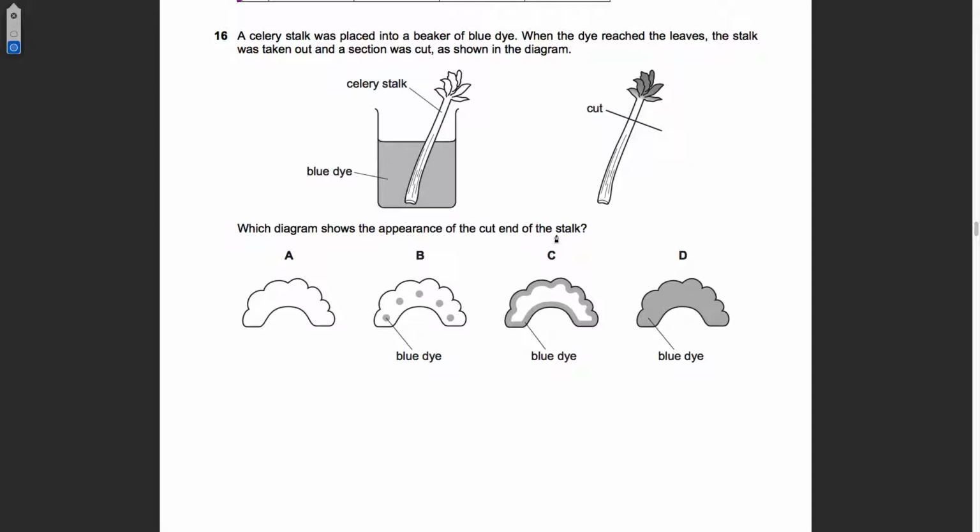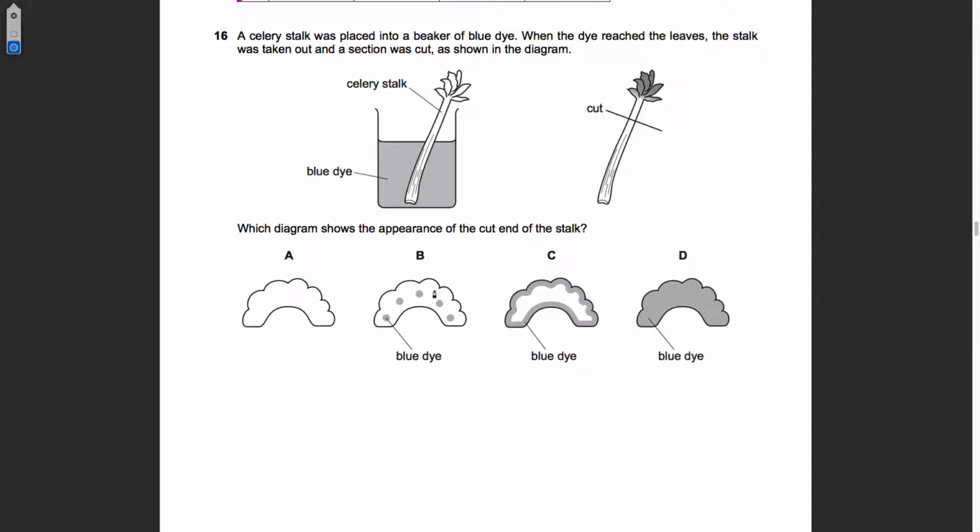Now, most people do this as a really easy practical. Bit of celery, stick it in some food dye. It doesn't have to be blue. It can be red, whatever. Well, no, actually, green's a bad colour because it's not very good to contrast against the green of the celery. So strong colours like blue and red generally are used, just with a bit of food colouring in water. So you might recognise what you're looking at are the xylem.